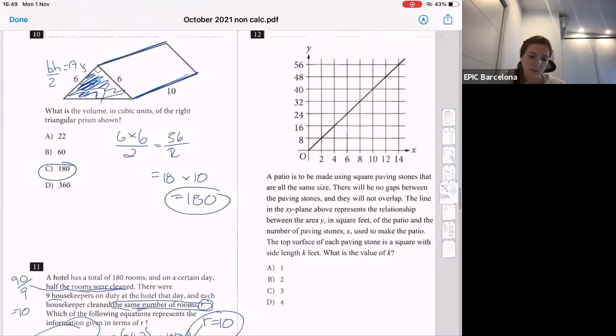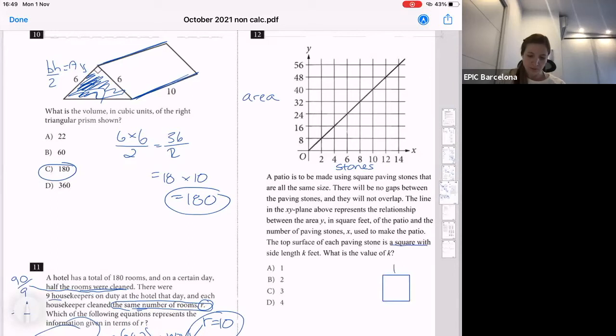Okay, moving on. Okay, so a patio is to be made using square paving stones that are all the same. There will be no gaps between the paving stones and they will not overlap. The line in the xy plane shows the relationship between the area y, okay, so this is the area in square feet of the patio and the number of paving stones x. Okay, so this is like paving stones. The top surface of each paving stone is a square. Okay, so there's a square involved.